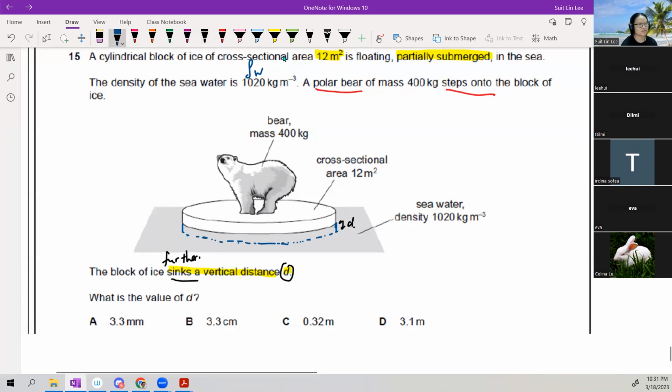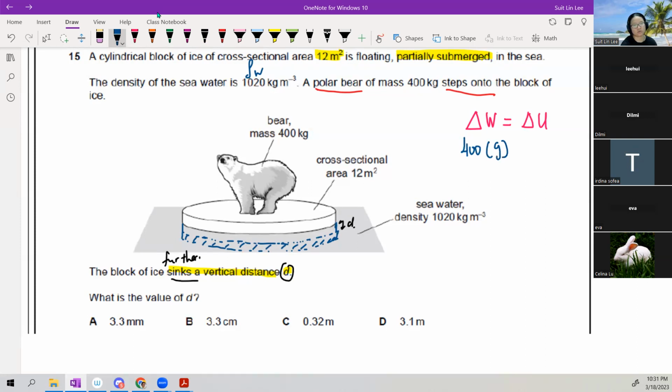So maybe this was the initial one. This is the initial part where it's already sinking. And then now, because of the polar bear, it sinks some. So I can say that the change in weight of the iceberg and polar bear causes the change in upthrust. And this change in weight is due to this polar bear, 400 times g. He steps on the ice, it sinks a bit to displace more water so that he can float.